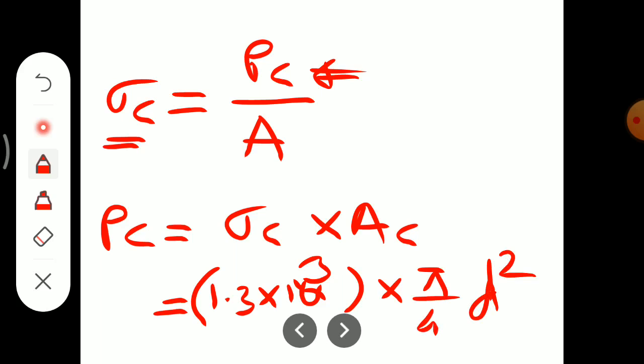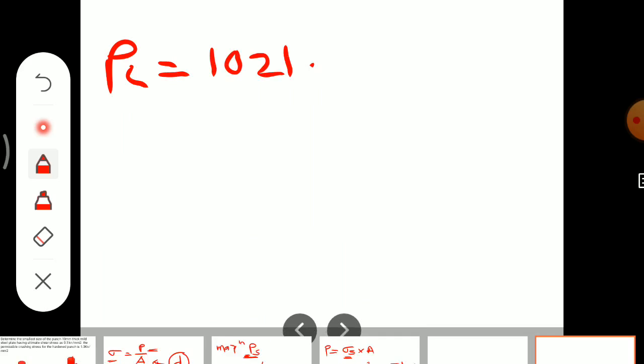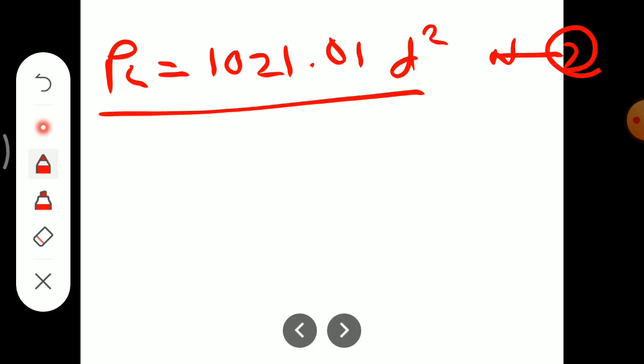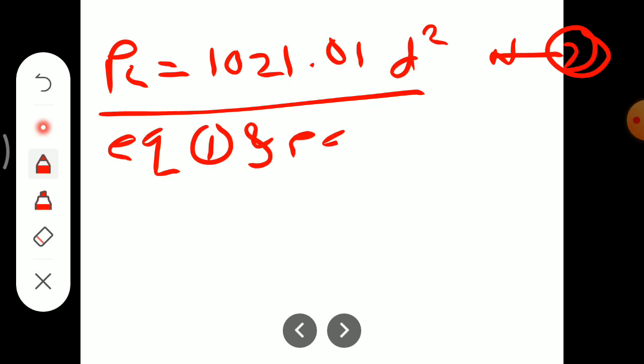Now we have to solve all these points, and the final answer is P_C is equal to 1021.01 d square, and the unit is Newton. This is our second equation. Okay, now up to here we have two equations, and each equation is having the same term, that is diameter. Now we will equate equation 1 and equation 2.